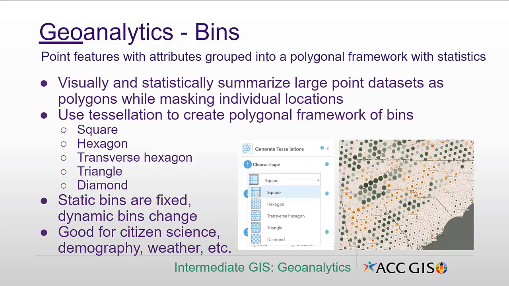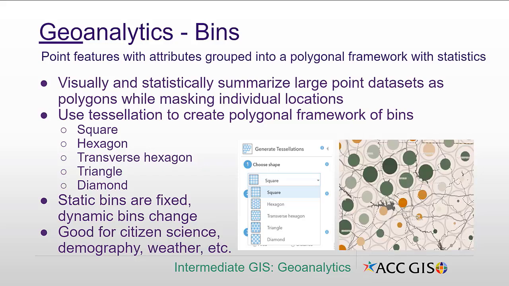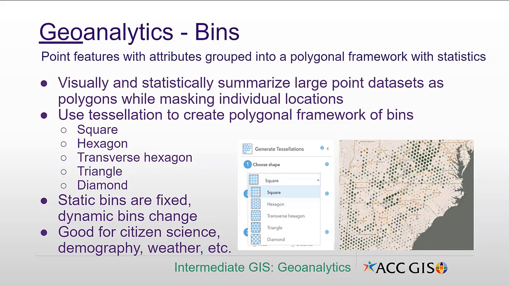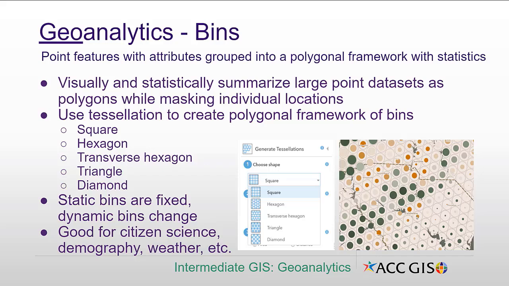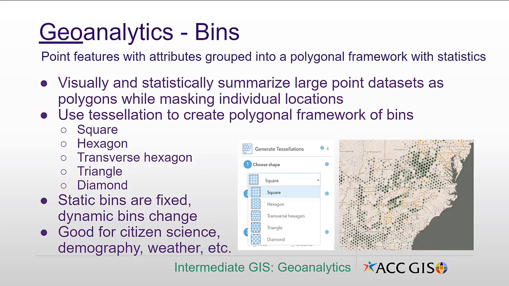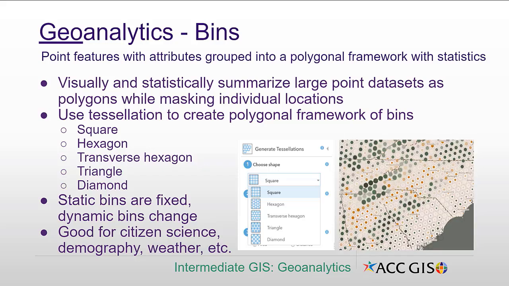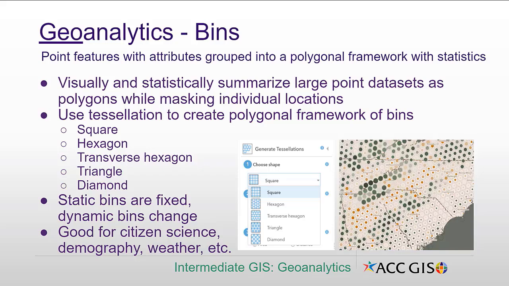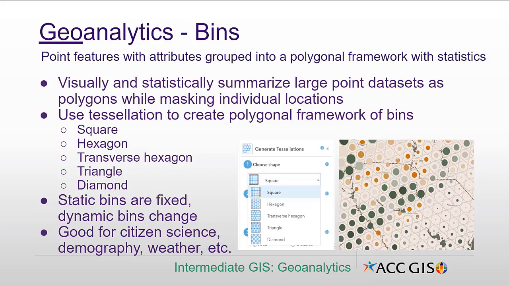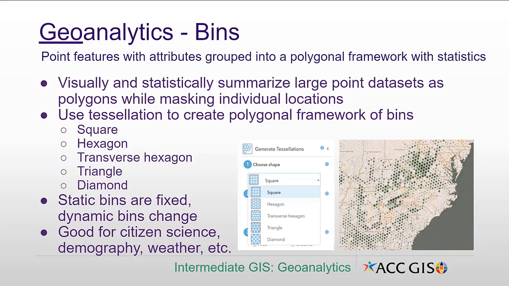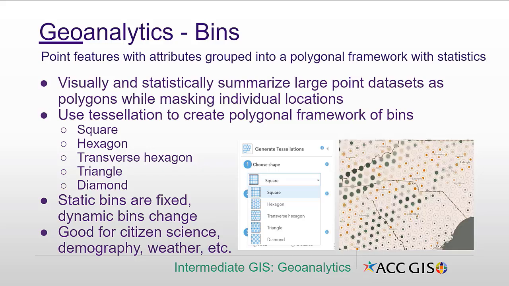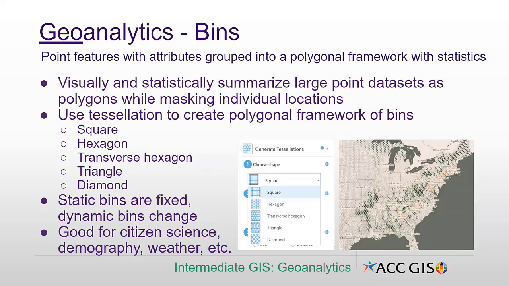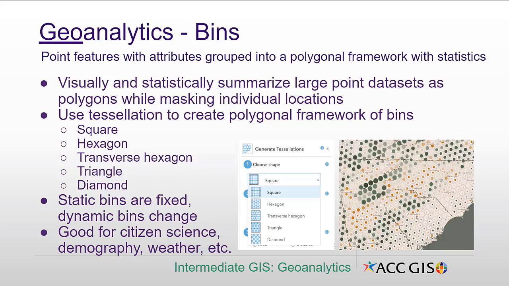Dynamic bins allow you to show a smaller number of larger bins when you're zoomed out and a larger number of smaller bins when you're zoomed all the way in. So it's really great for interactive mapping. We use bins for citizen science, for example, demography, especially if we're trying to mask the underlying data, or weather, where we might have thousands and thousands of data points that provide us with temperature, but we're most interested in the overall trend and not the individual data points.